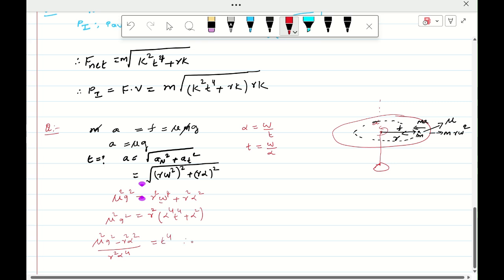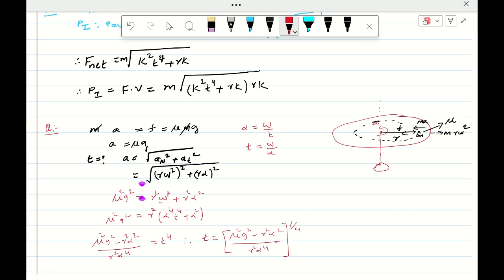So now t is equal to, so mu square g square minus r square alpha square by r square alpha power 4, to the power 1 by 4. So this is in terms of alpha. If you want to write in omega, you can write, no problem. If you want to write the answer in omega, you can eliminate alpha into omega. Alpha is equal to omega by t, you can write. So that is, we can try. Right. So this is one model.